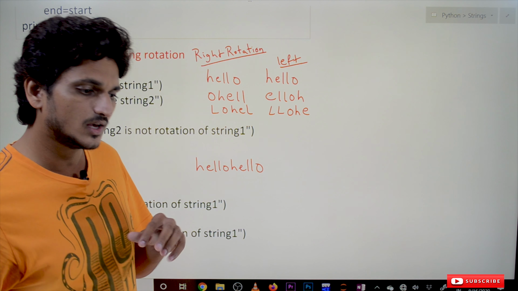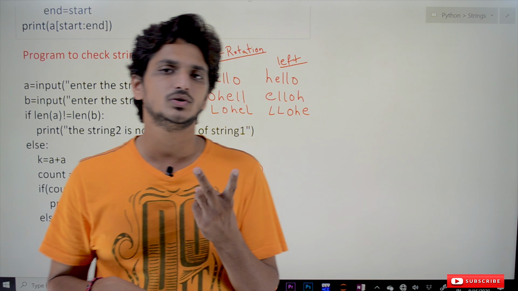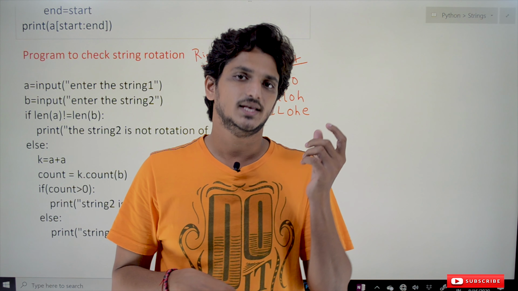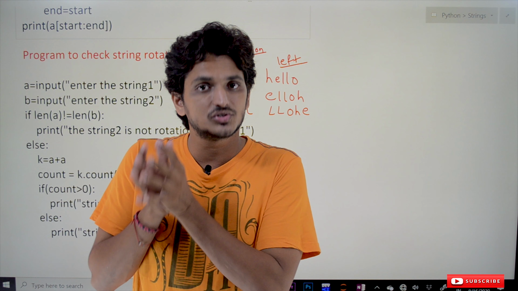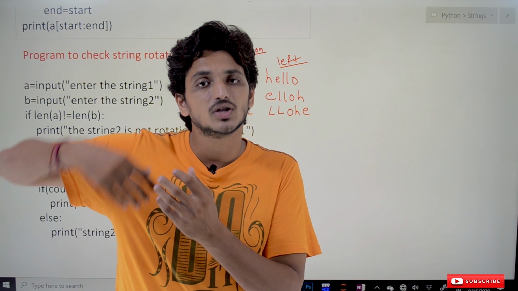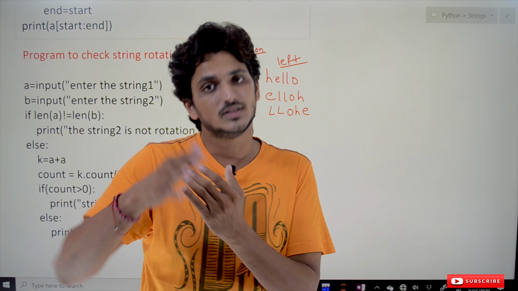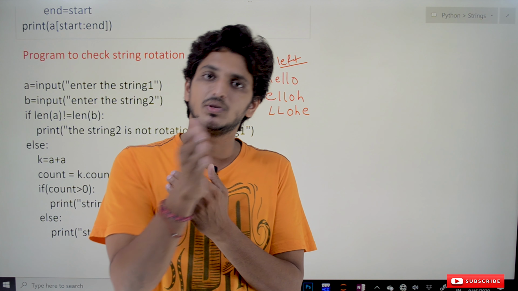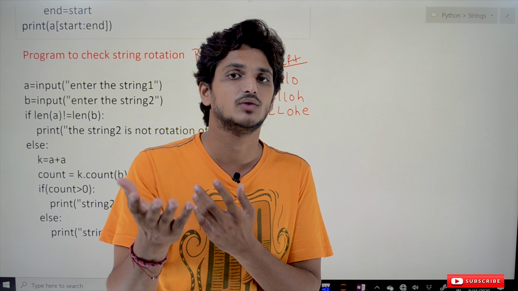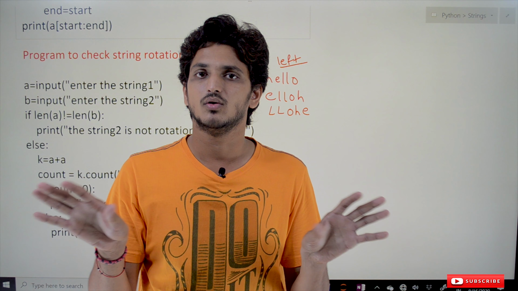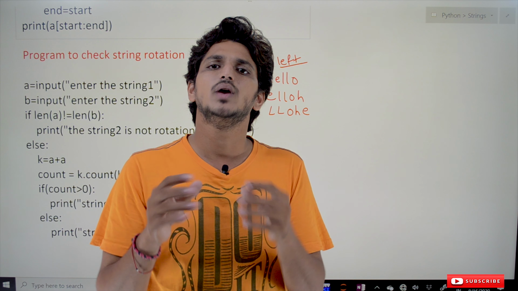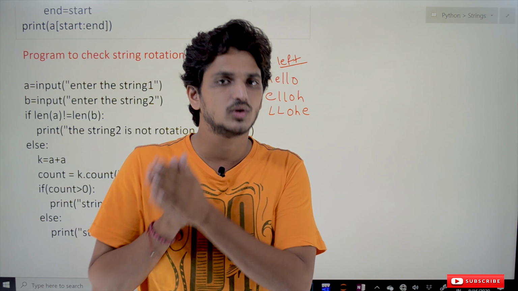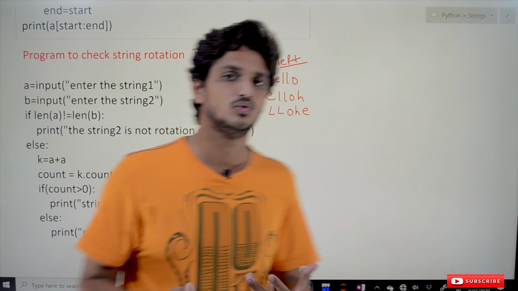Our question is, the user will give two strings as input, S1 and S2. We have to check whether S2, the second string, is a rotation of S1. It may be left rotation, it may be right rotation, it may be any rotation. We don't want to consider whether it is right or left rotation. It is any rotation. We have to display that S2 is a rotation of S1. That is what we have to do.